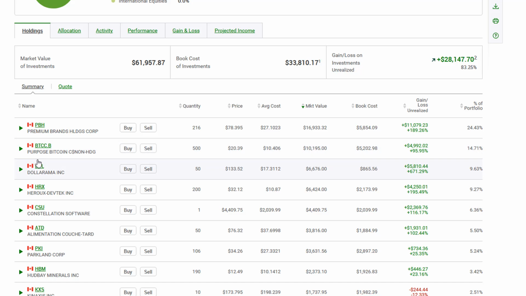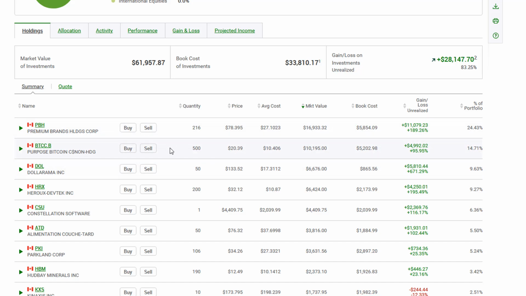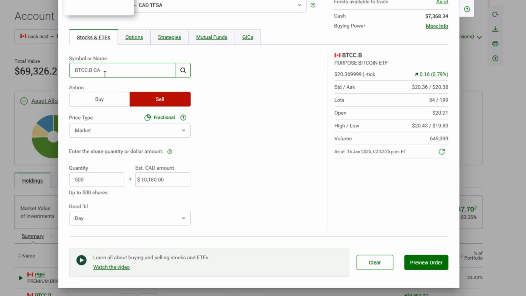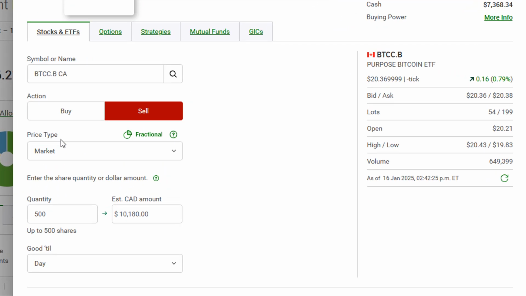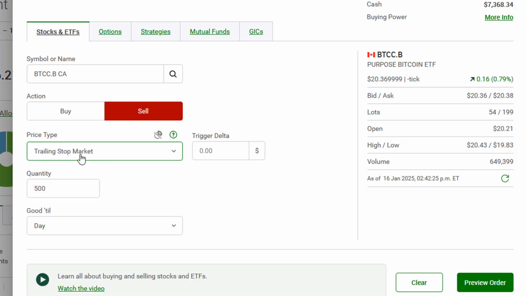So I have a Purpose Bitcoin ETF here that's gone up a lot, and I have 500 units of these. So maybe I will get rid of 100 using a trailing stop order. I'm going to sell, symbol name, this one, sell. For the type of trade, I'm going to choose a trailing stop. Now there are a couple here. The normal one is the trailing stop market. I'm going to talk about the limit in a bit, but this is the standard one.